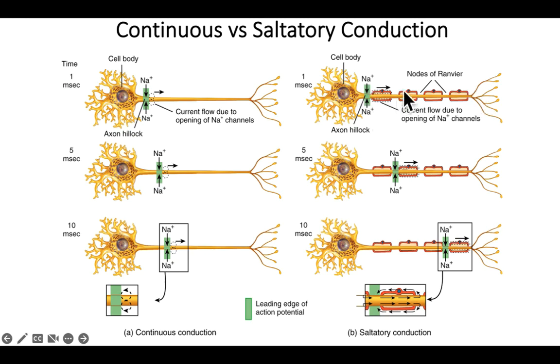So this neuron is myelinated. How do we know it's myelinated? These are the Schwann cells, and in between the Schwann cells are what we call nodes of Ranvier. This neuron is unmyelinated. Okay, so it doesn't have myelin, doesn't have Schwann cells.